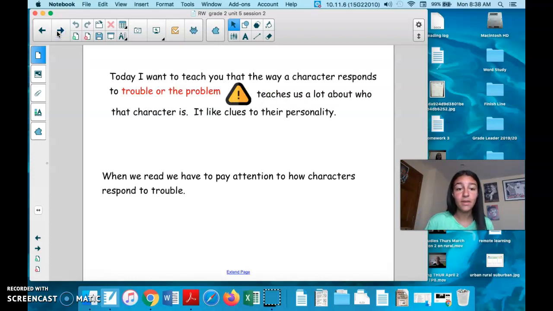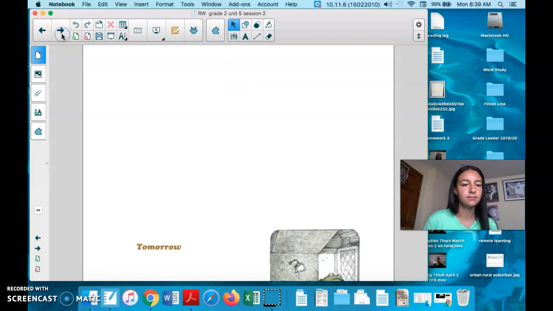Today I want to teach you that the way a character responds to trouble or a problem teaches us a lot about who the character is. The way they react or respond gives us clues to their personality. It tells us, hint, hint, hint, this is how the character is. When we read, we have to pay attention to how characters respond to that trouble. And when we see trouble, we have to stop and think, how is my character acting?